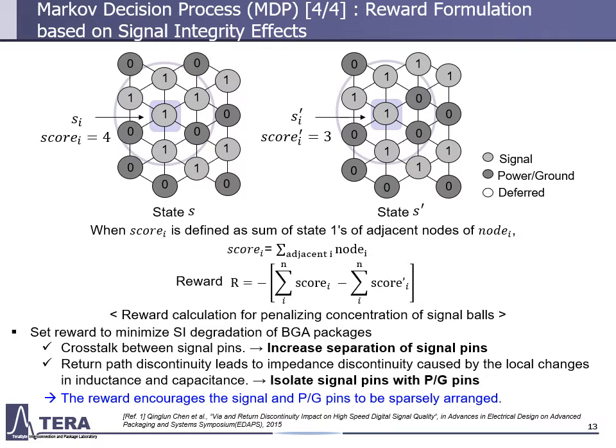And finally, the reward, which is the last component of our MDP, is defined to minimize the signal integrity effects of the BGA packages. In order to reduce crosstalk and to reduce the variance of inductance and capacitance throughout the BGA package, we need to minimize the number of neighboring signal pins and place the power ground pins as close as possible to the signal pins. Therefore, we define the reward that penalizes the number of adjacent signal pins and encourages the signal and power ground pins to be sparsely arranged.